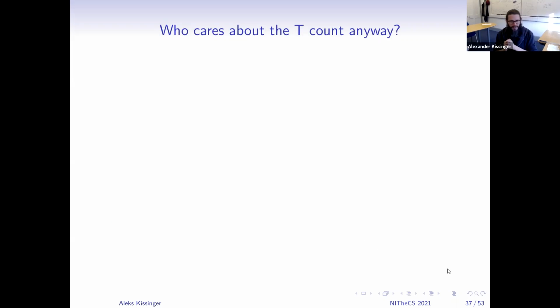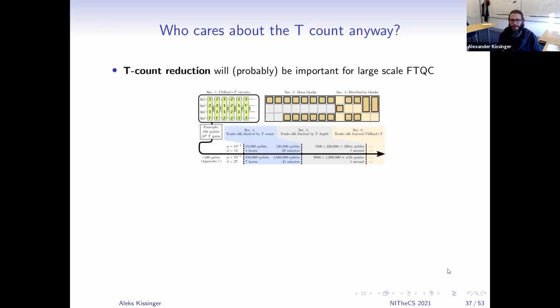Okay, but here's a kind of provocative question that I like to ask, and this kind of depends on how near or far you think fault-tolerant quantum computing is away, which is, who cares about the T count? Okay, so T count, the reason that we talk about reducing the T count is that these things will probably be important in fault-tolerant models of quantum computing. So these kinds of ways of doing error-corrected quantum computing tend to have very expensive T gates, and that's why we like to reduce the T count. But if fault-tolerant computing is 5, 10, 15, 20 years away, then why are we so worried about the T count anyway?